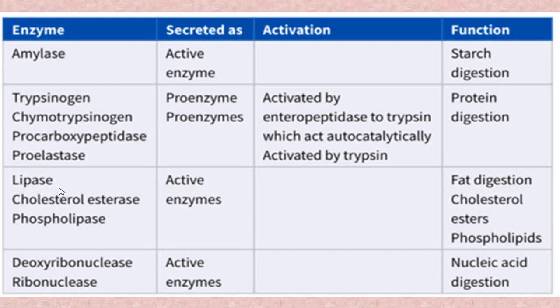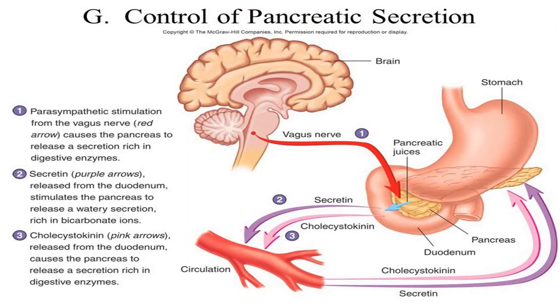Then the fat digesting enzymes, that is lipase, cholesterol esterase, and phospholipase. Their function is digestion of fat, cholesterol esters, and phospholipids. Pancreatic juice also consists of deoxyribonuclease and ribonuclease. As the names show, deoxyribonuclease digests DNA and ribonuclease digests RNA. So that is the composition of pancreatic juice.